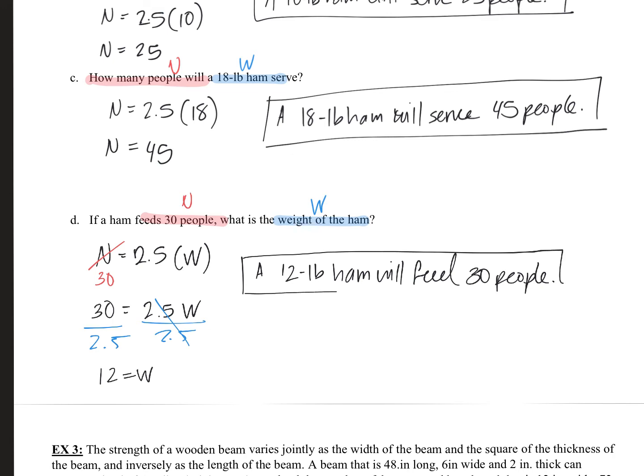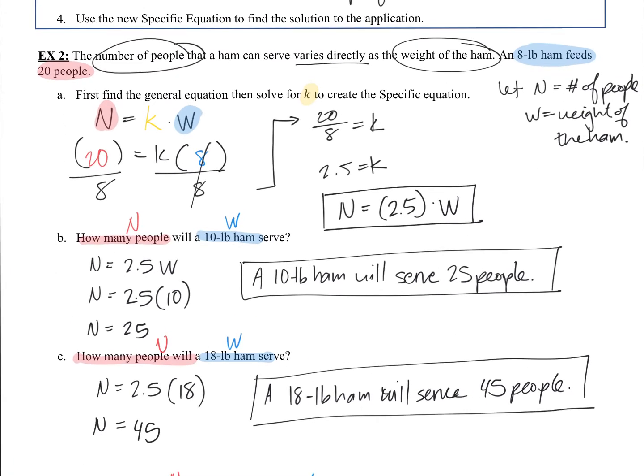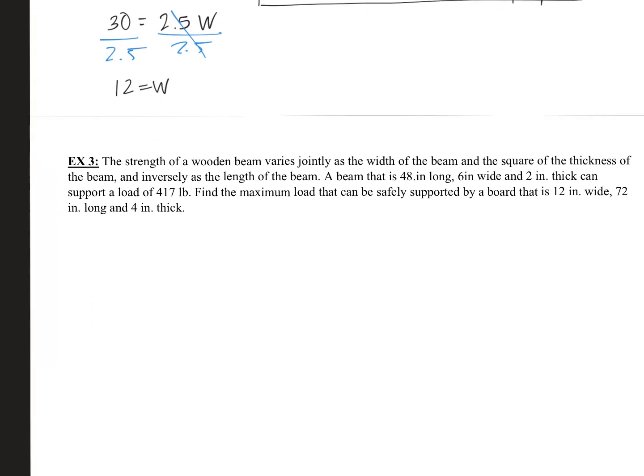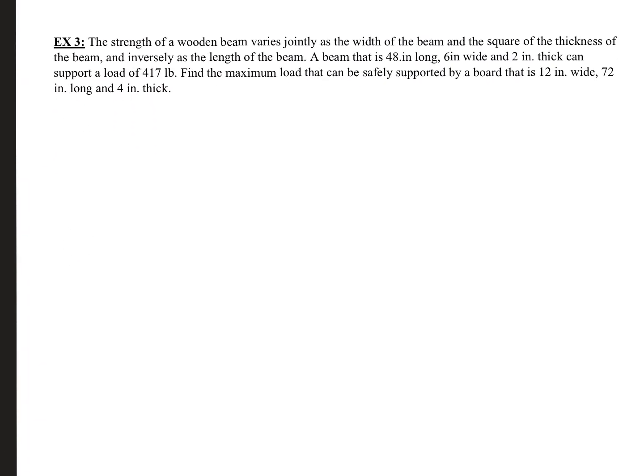Okay, so remember, the main thing with variation. First, you're given information you'll use to find a general equation. And then from there, you'll find k. After that, you'll plug the k in to get your specific equation, and then finally you'll use that specific equation to find the other parts of the problem. So there are definitely multiple steps with variation. Let's take a look at example 3.